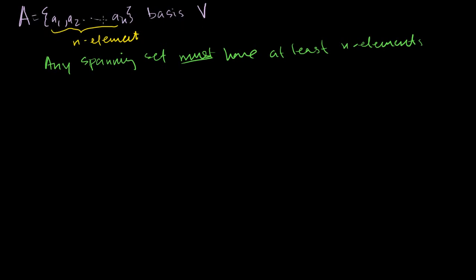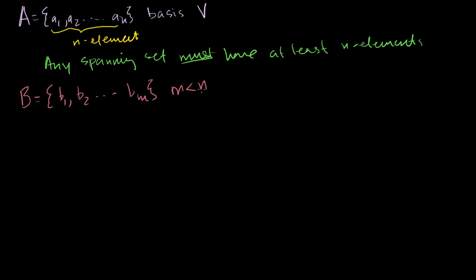If some basis set has n elements for V, let's see if we can run with a set that has less than n elements and see if we reach any contradictions. So let's say that I have some set B here, and it's equal to the vectors b1, b2, all the way to bm. And m is less than n, so I have some set of vectors that has fewer elements than my set A.